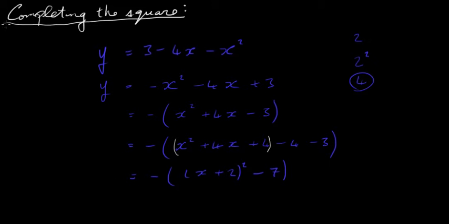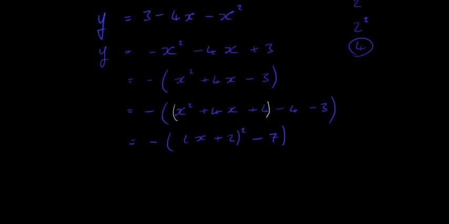Okay, so now let's just take away this large bracket here, or the outside bracket. So what we end up with is minus x plus 2 all squared. And remember, this minus times minus here is going to give us our plus 7 here. So we've taken our function y, or f of x, and we've rewritten it in completed square form.